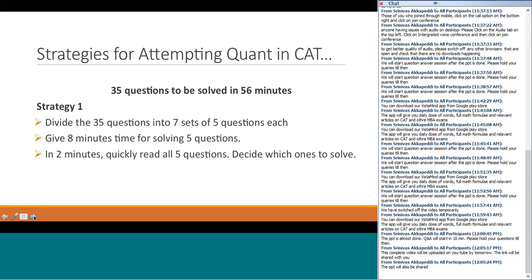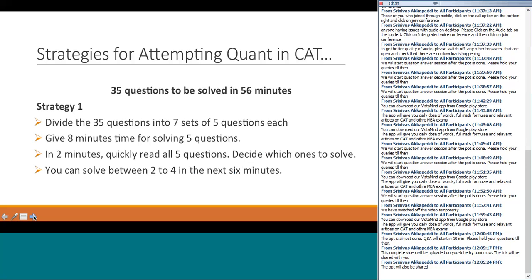In 2 minutes, quickly read all 5 questions if required. There's another choice: decide which ones to solve and solve them in 6 minutes. 3 or 4 questions at the max. You can solve between 2 to 4 in the next 6 minutes. So even 2 minutes are not required. Quickly read the questions, you are not even putting pen on paper. You know which area the paper is from, and you will be able to take a decision very quickly. Once you decide, then get to solving the questions. Fair enough?